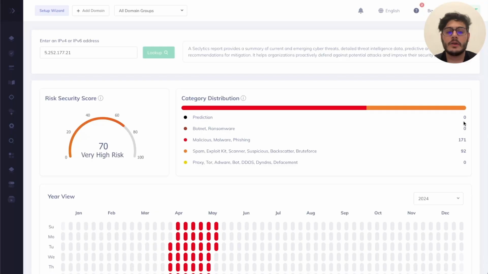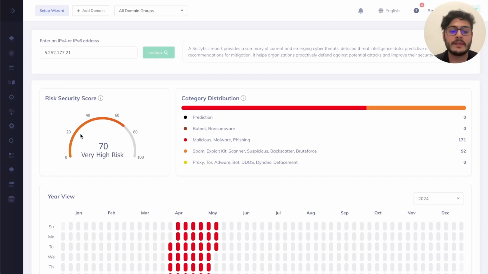So what can you gain from Seclytics? You would receive a summary of the existing and potential cyber threats, detailed threat intel data on detected malicious IP addresses, and trends and patterns about those IP addresses. On the Seclytics detailed report page, we're able to see the following information.